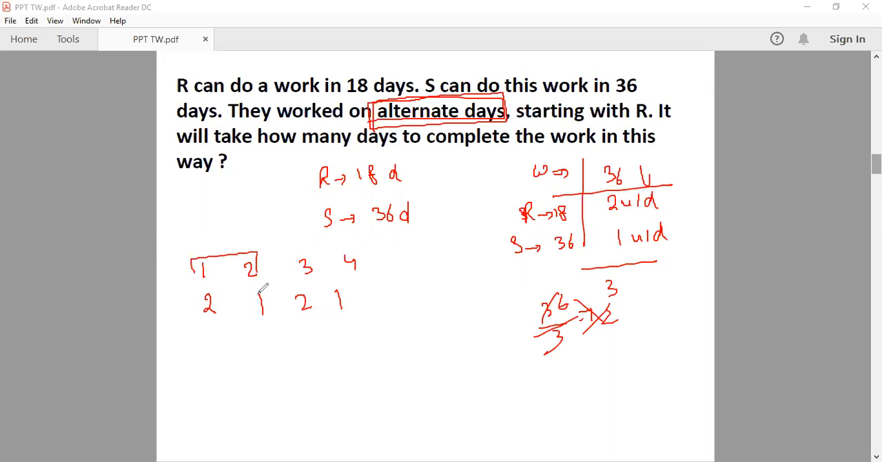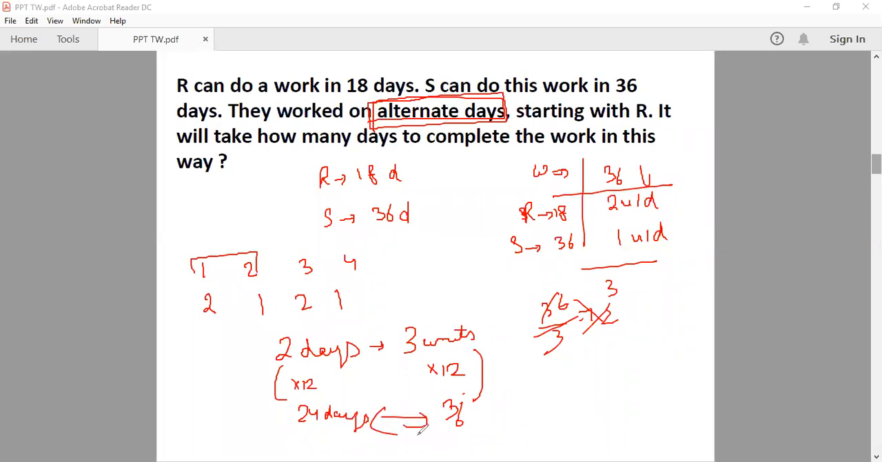So what is the pair? 2 days is the pair. In every 2 days, 3 units of work is done. See, this is not the work in the first day, but this is in 2 days. So in every 2 days, 3 units of the work is done, and the total work is how much? 36. By which number you should multiply 3 so that you reach 36 or you reach somewhere near 36. Now in this case, I can exactly reach 36 by multiplying 12. So multiplying 12 on both sides, 24 days will give me 36 units. Is it clear to everyone?